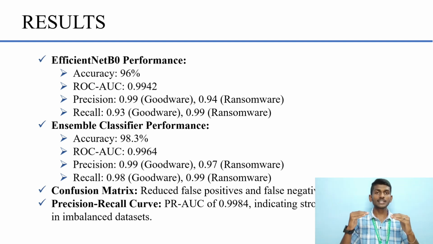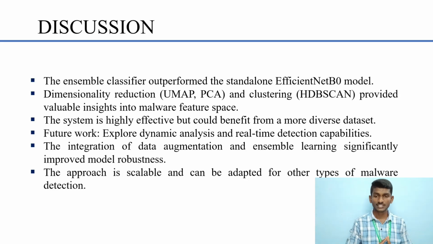To balance the data sets, we use data augmentation. The scores are too high. Let's move on to the discussion. The Ensemble classifier outperforms the standalone EfficientNet B0 model. The dimensionality reduction, UMAP and PCA, and clustering like DBSCAN provided valuable insights into malware feature space.